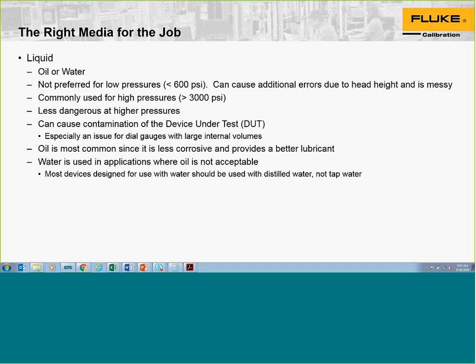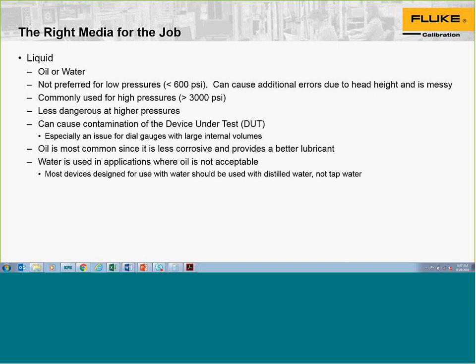The high pressures, so it's commonly used for higher pressures, especially greater than 3,000 psi. Common pressure range being in that 10,000 psi type range, maybe 20,000 psi, and as higher pressures like 30, 40, 60, 75, or 100,000 psi.